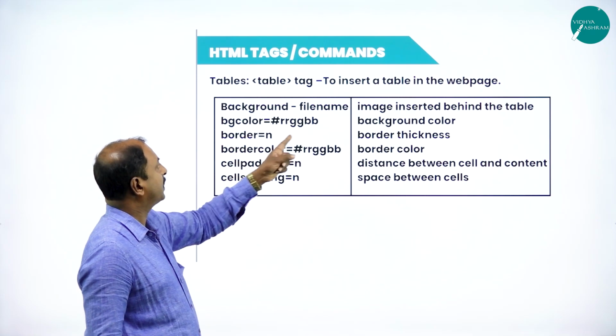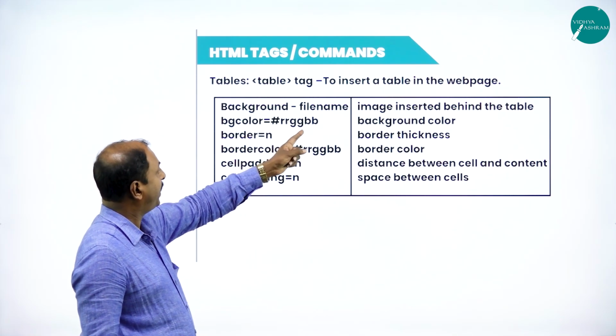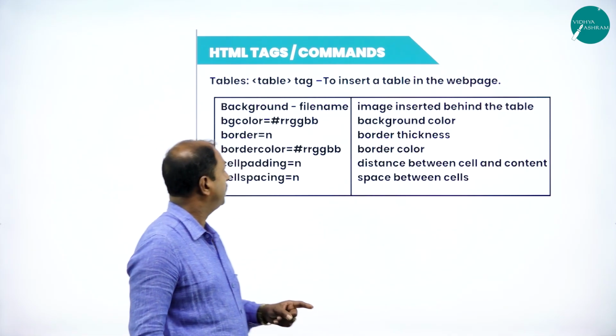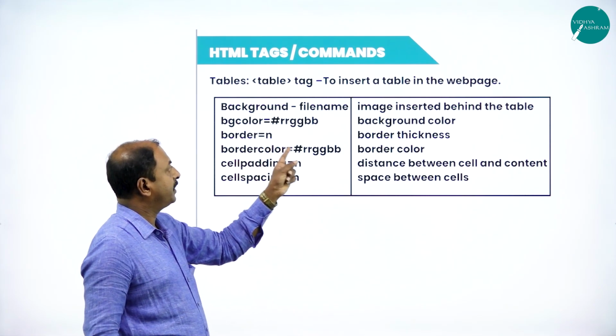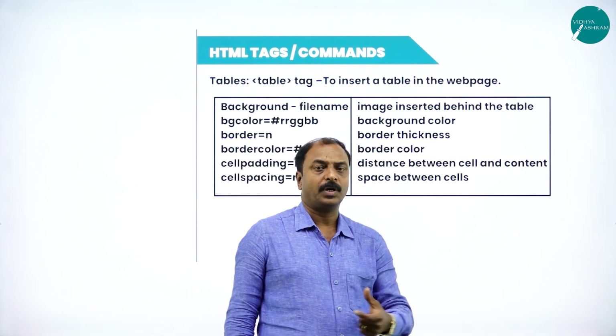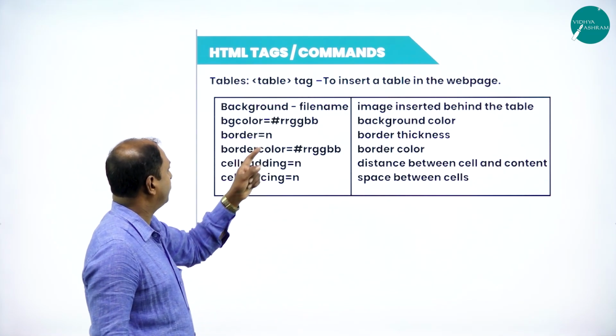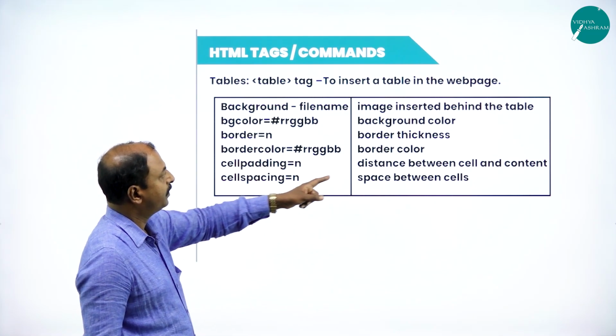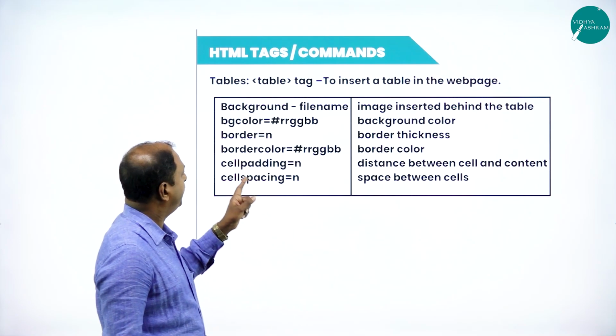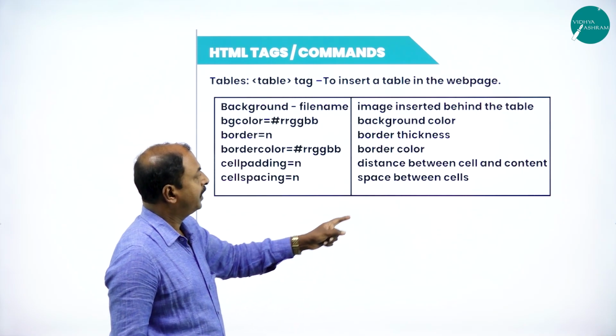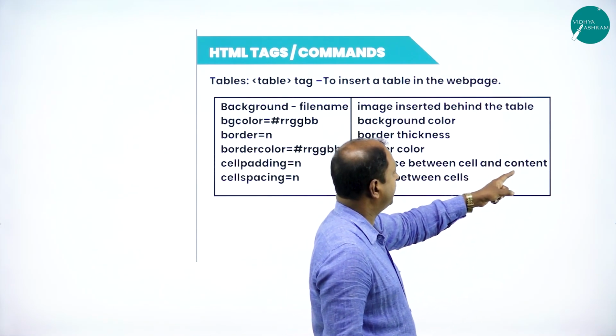And background color, same thing here, we can have a background color for our table. Then border equals n. This is the size of the border, or border thickness. N is the number. And border color, we can have a border color. And cell padding equals n, the distance between the cell and the content.